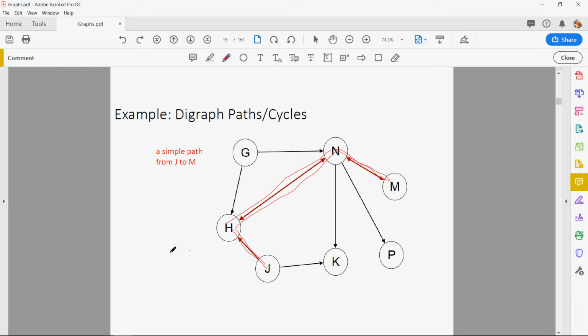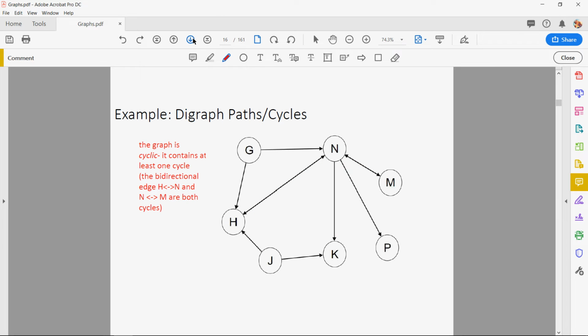So for your paths in a digraph, you always have to be taking that directionality into account and making sure you're following those directions. Now, this graph that we are looking at here is cyclic because it contains at least one cycle. An example of a cycle for this particular graph is the bidirectional edges. So we have an edge from H to N and an edge from N to H.